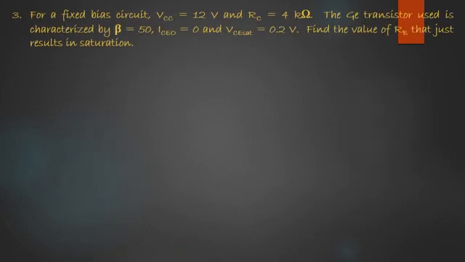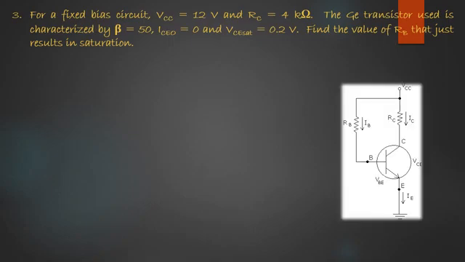This is a similar problem as we have solved in the earlier case, the second problem. We are given VCC, RC is given. Given that the transistor is germanium, beta is 50, ICEO is 0, and VCE saturation is 0.2 volts. We have to find out the value of RB. So this is the circuit, and these are the given parameters.